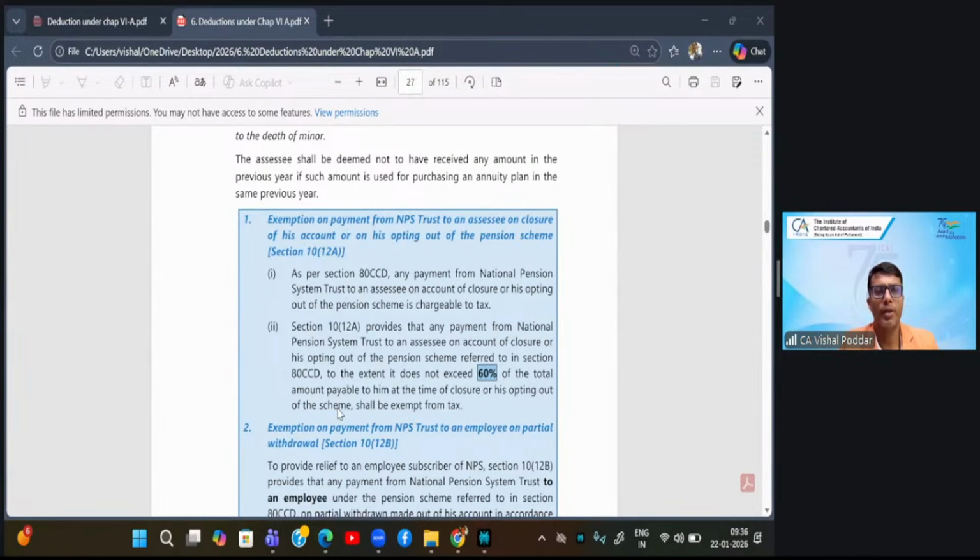Yes, Nagaraja, you're right. If you're saying deduction under Chapter 6A, it is after deduction under Chapter 6A. So GTI is GTI after deduction under Chapter 6A here for the purpose of 20%.